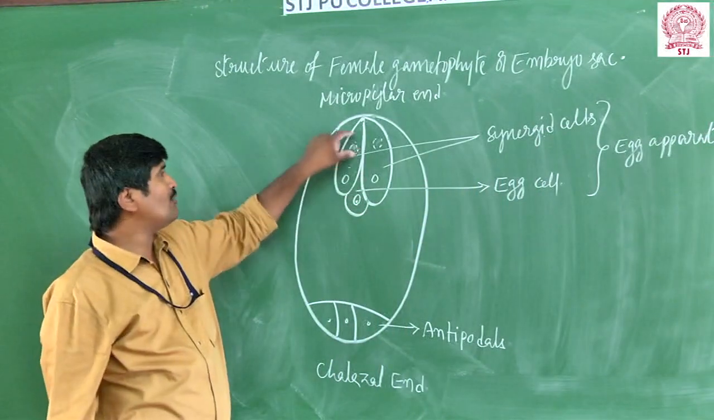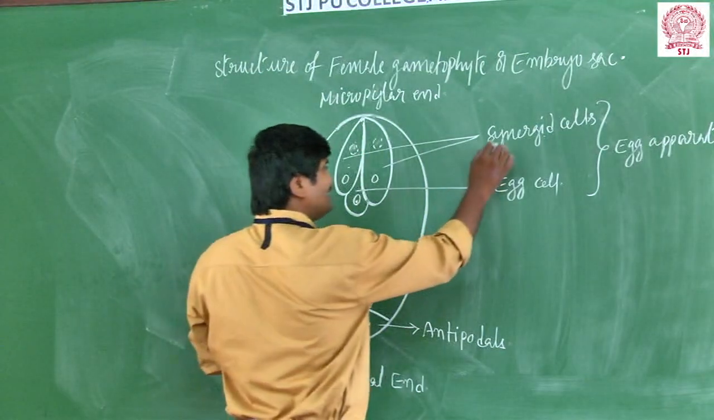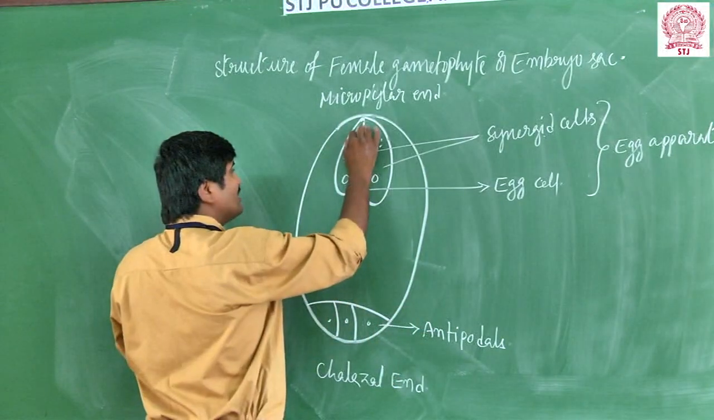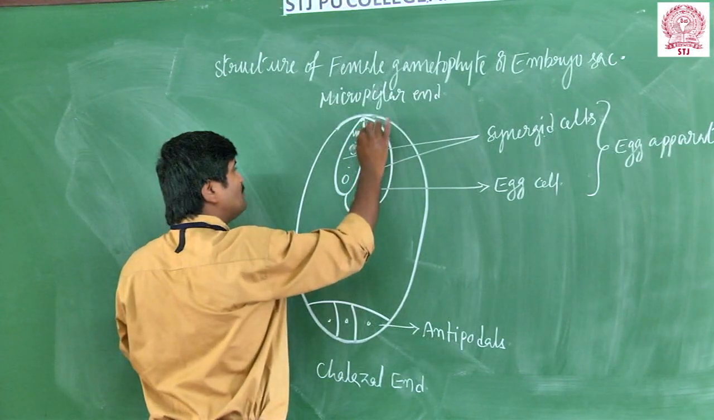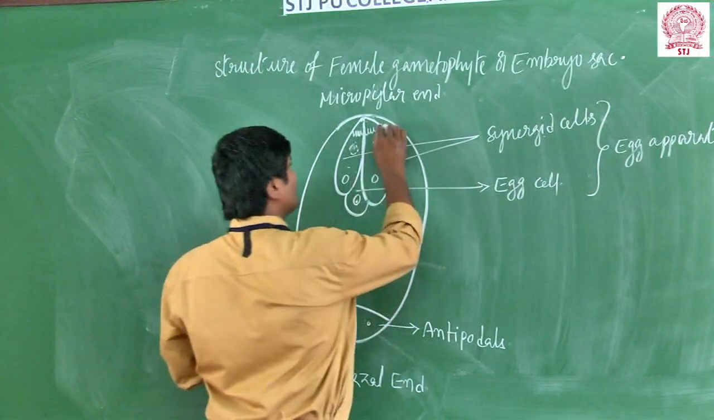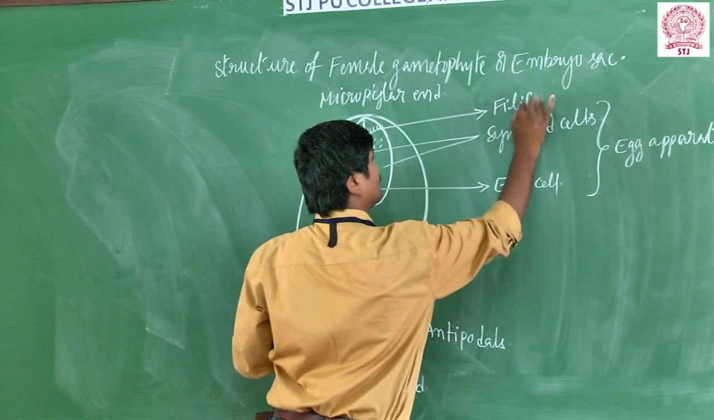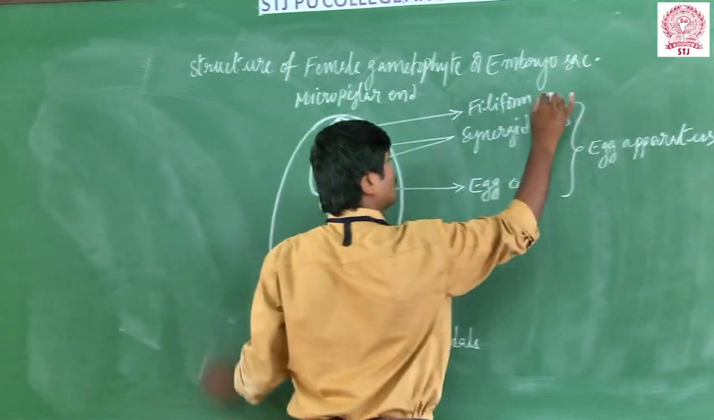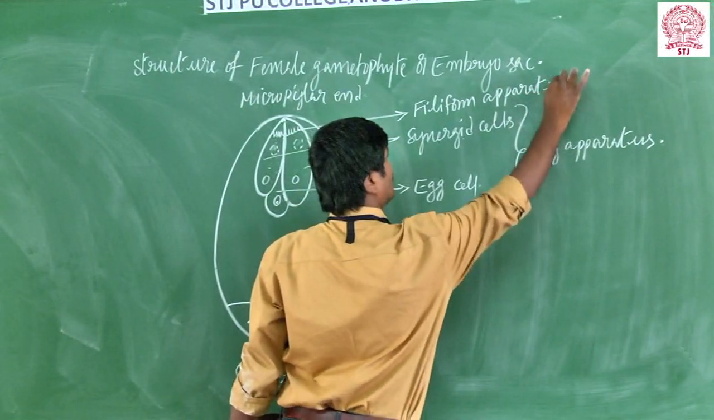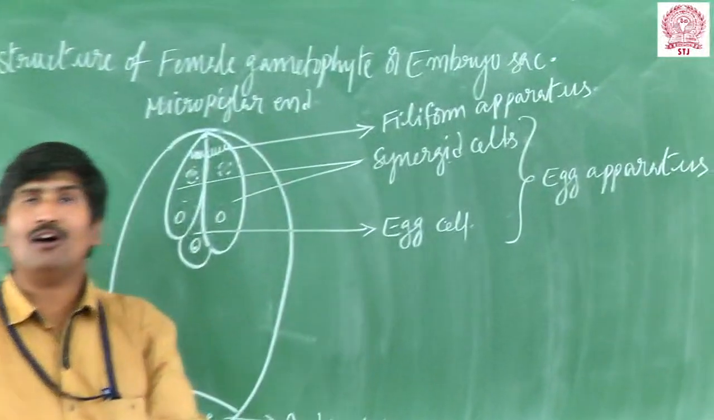The egg apparatus is towards the micropylar end. One more important point here: at the micropylar end of each synergid cell, small finger-like structures are present. These finger-like projections are known as the filiform apparatus. What is the main function of the filiform apparatus?